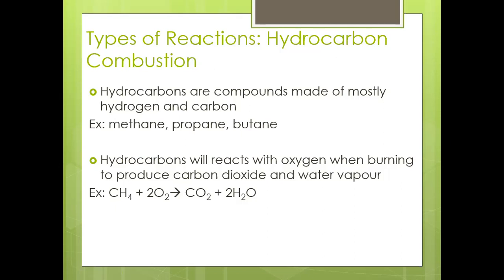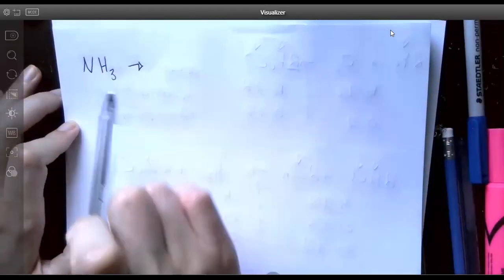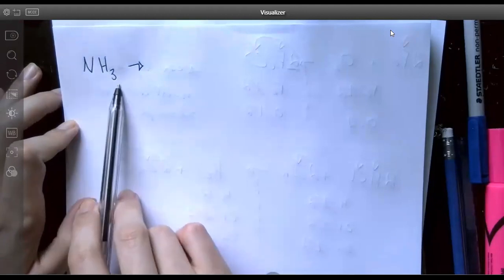So what we're going to go through now is how to recognize these reactions, or how to practice recognizing these reactions based only on the reactants, and also how to predict the products. That's kind of the most important part, is using your knowledge of these different types of reactions and applying it to be able to predict your products and stuff like that. So let's practice that.